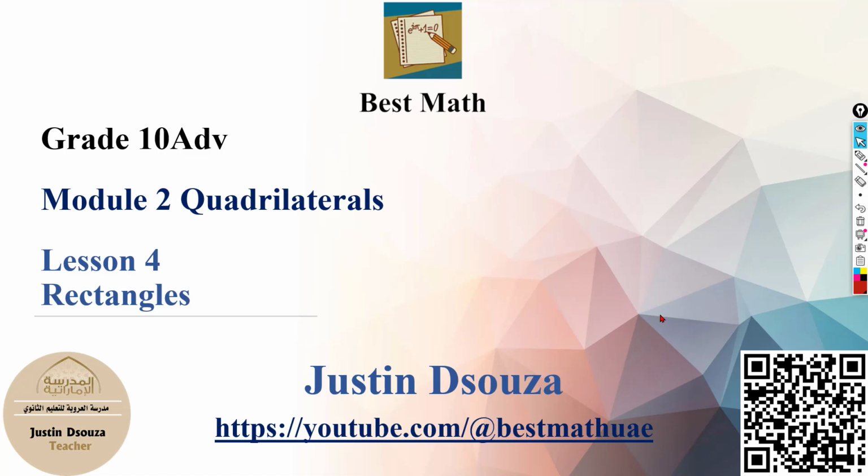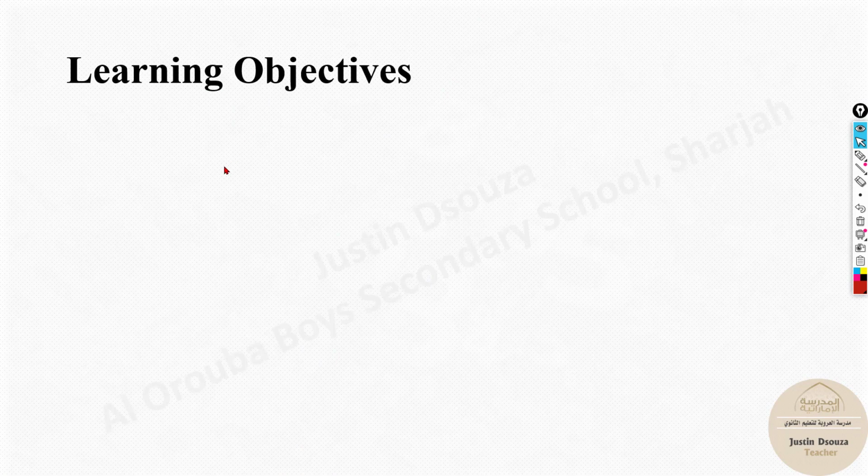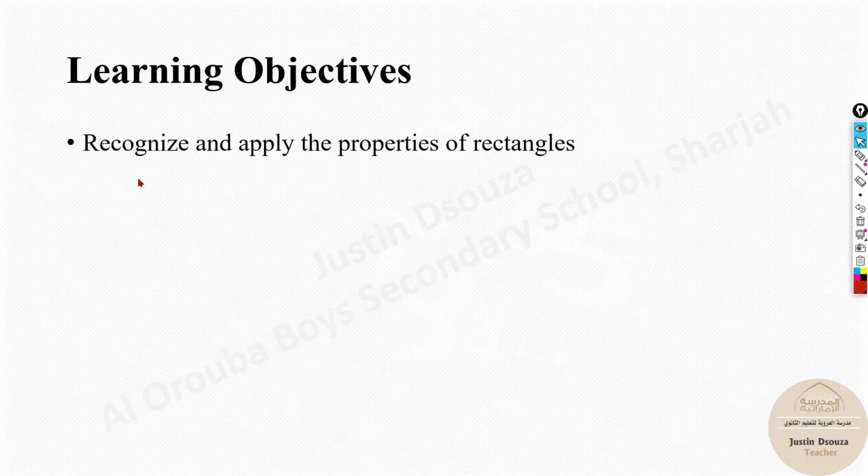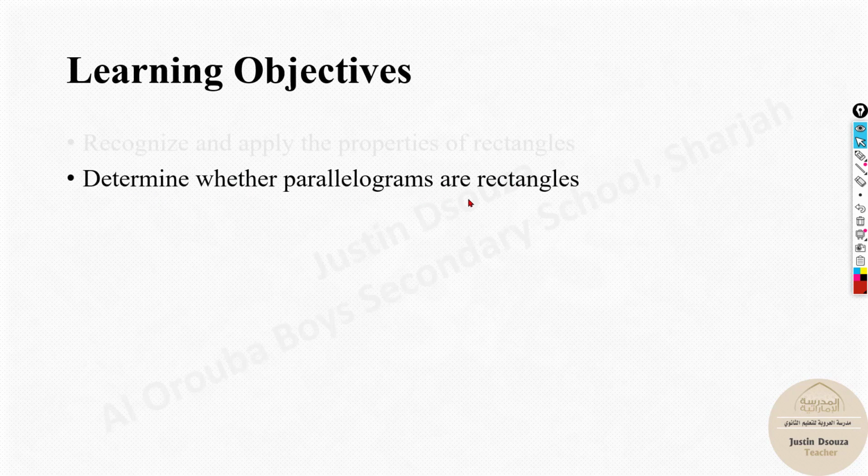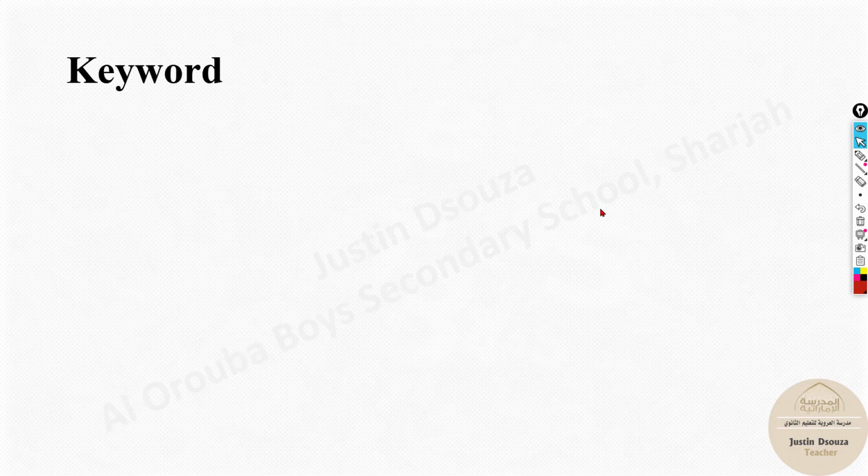Hello everyone, and we are back with lesson 4, that is rectangles. From module 2, we are dealing with quadrilaterals. We dealt with parallelograms and now we are going to study rectangles. Let's look into the learning objectives. They are to recognize and apply the properties of rectangles and to determine whether parallelograms are rectangles. The keyword is rectangle only.